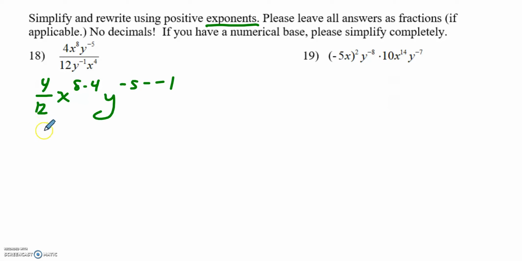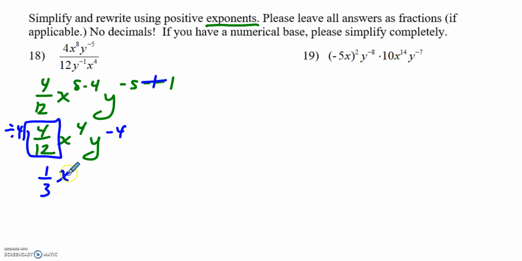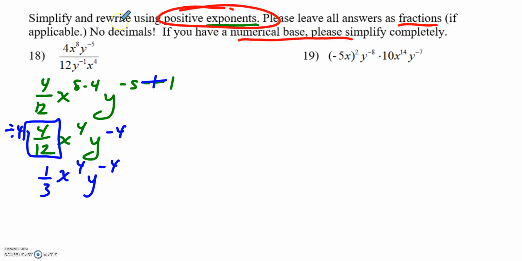If I simplify these things, let's leave the 4/12 for now, but this would become x to the 4th, and y to the, this becomes a plus, negative 4th power. Remember, we're not subtracting these because these are not like bases, but we are simplifying. And I can divide both of these by 4, to make this 1/3 x to the 4th y to the negative 4th. Now if we want our answer to, again, leave answers as fractions, which I did, if you have a numerical base, please simplify, and you only want positive exponents.